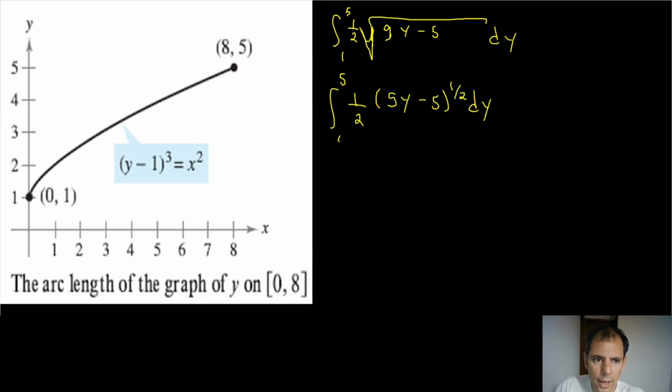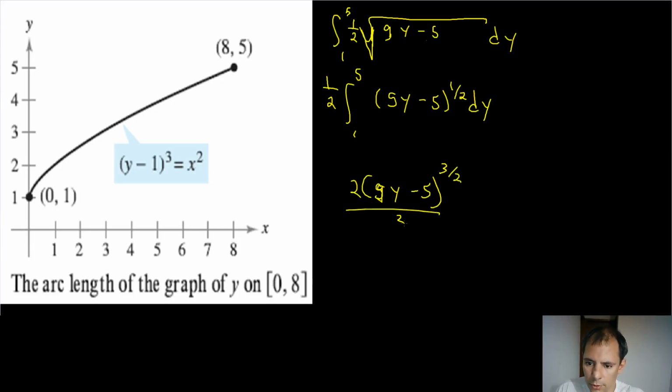Let's do that. The half, I can put it outside because it's a constant. So let me erase this. This thing here is going to become 9y minus 5 to the 3/2 over 2/3, okay? Divided by the derivative of this with respect to y, which is just going to be 9. So this is going to become a 27.